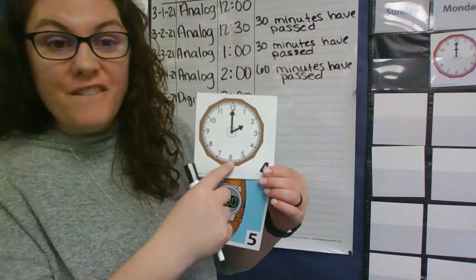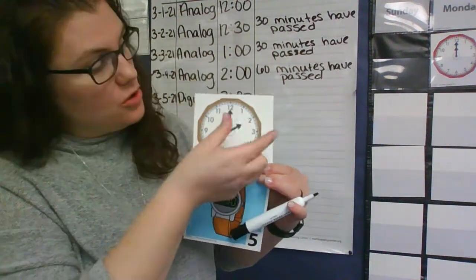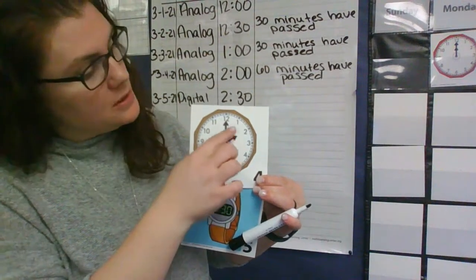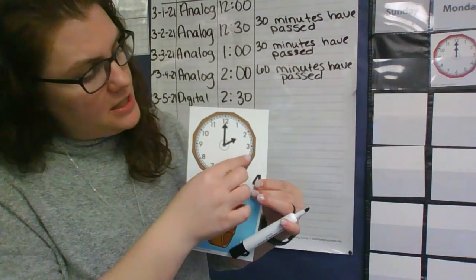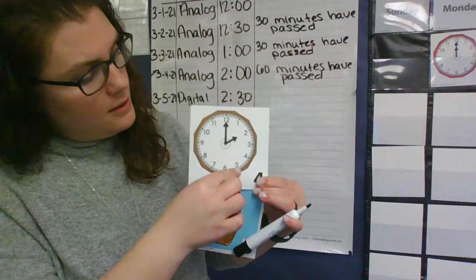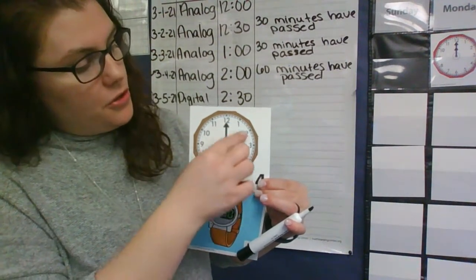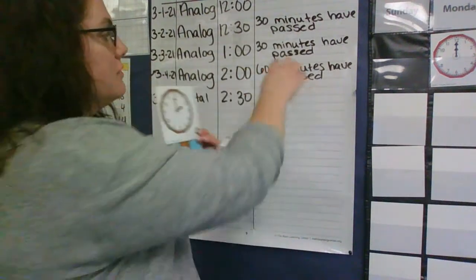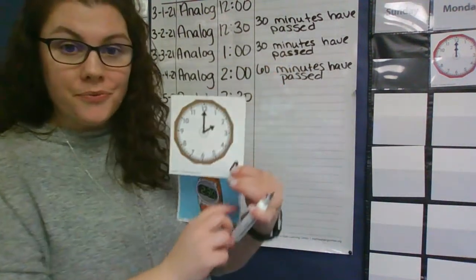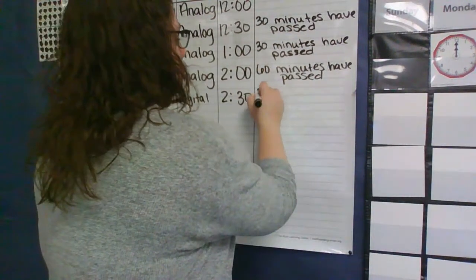So we need to count by 5 because remember, in between each number counts as 5 minutes. They're grouped together by 5 minutes. So count with me. 5, 10, 15, 20, 25, 30. So 30 minutes to go halfway through an hour. So how many minutes have passed from 2 o'clock to 2:30? 30 minutes. You got it, my super smart people.